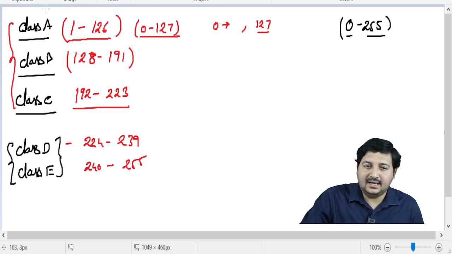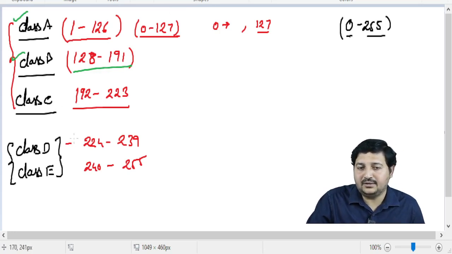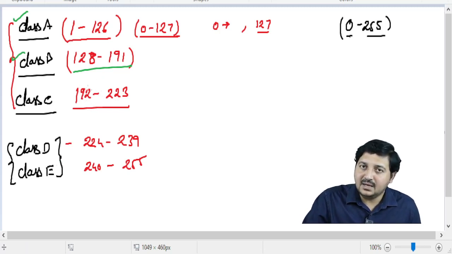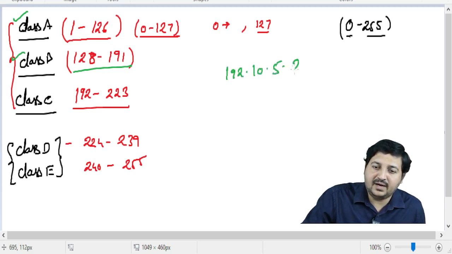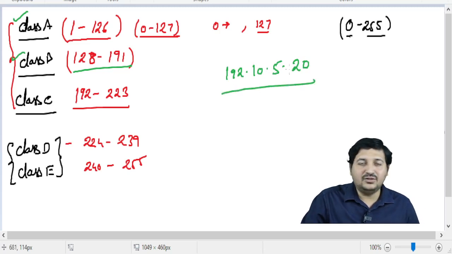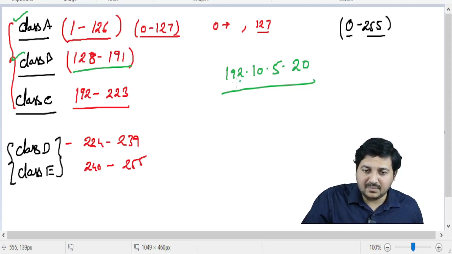Again, class A, what is the range? 1 to 126. Class B, what is the range? 128 to 191. Class C, what is the range? 192 to 223. Now let me give you an example of how you should identify which class an IP belongs to. For example, I gave an IP address, 192.10.5.20. If I ask which class it belongs to, if I see the first number, it belongs to class C. If I see the second number, it belongs to class.